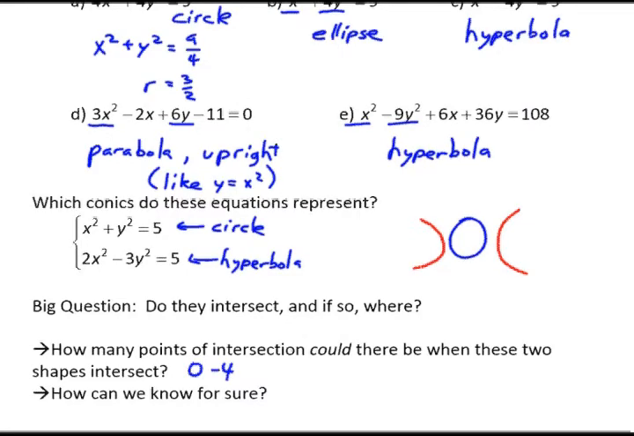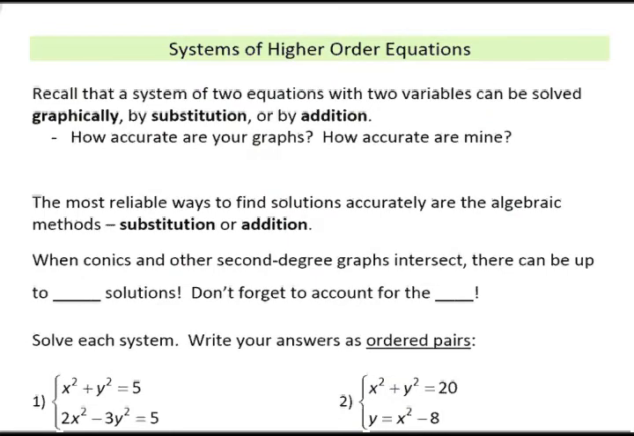To know for sure, we need to solve the system. Take a moment to recall some of the ways that we solve systems of equations. We solve them graphically, by substitution, or by addition. Another name you may know that last method by is elimination. Let's think about graphically for a moment. Are your graphs accurate? Are my graphs accurate? Sometimes they're not bad, but they are not accurate enough to read a radical solution from them.